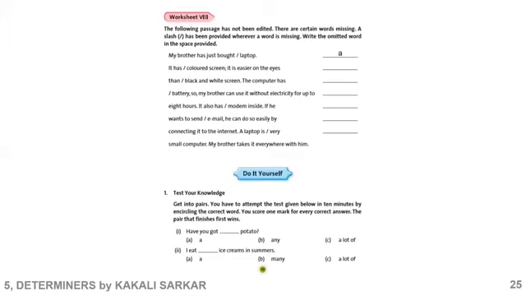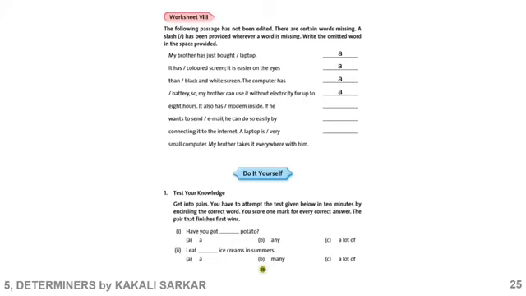It has a colored screen, and it is easier on the eyes than a black and white screen. B is a consonant, so a black and white screen. The computer has a battery. B is a consonant, singular in number, consonant sound is also there, so a battery.